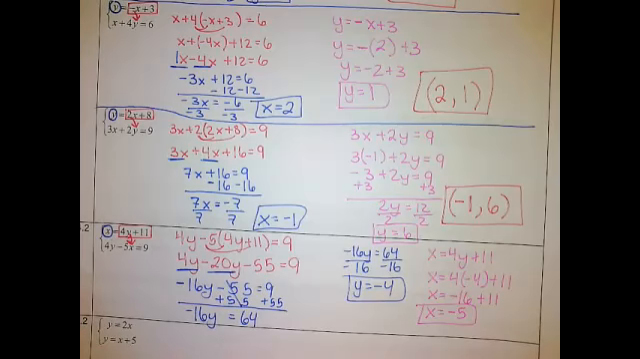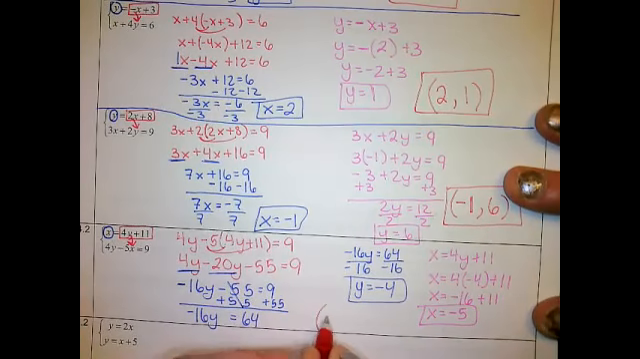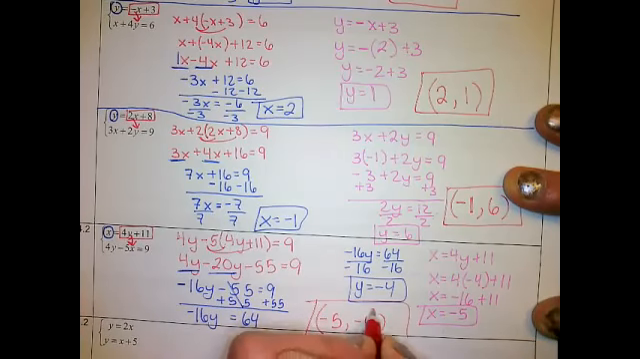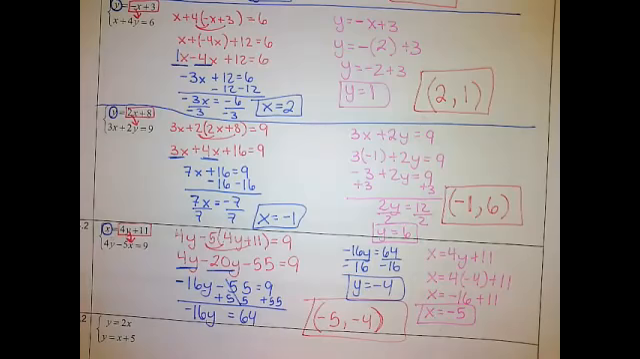So x equals negative 5. But I'm not done yet. I have to still write this in coordinate format. So my x goes first and my y is second. So let's go ahead and take a look at this next one.